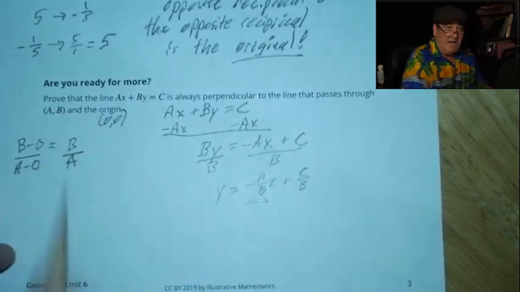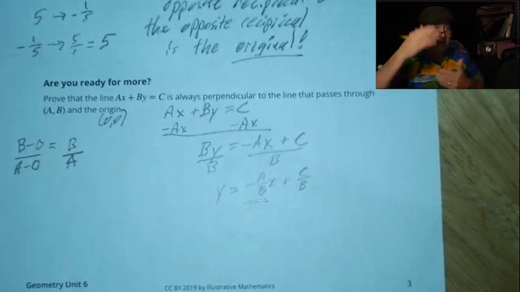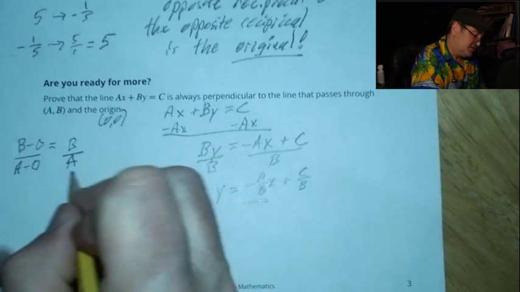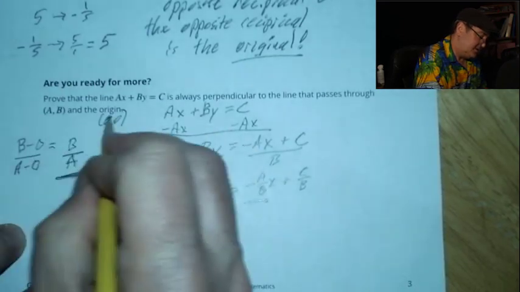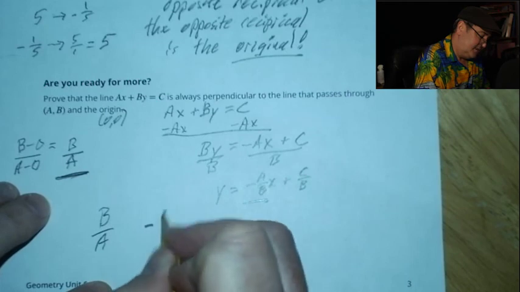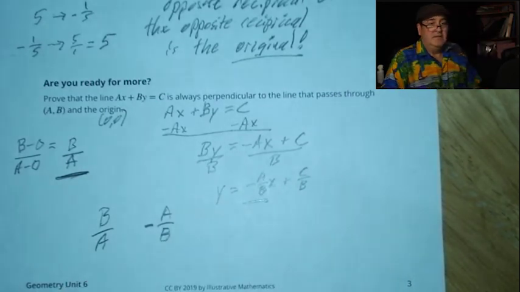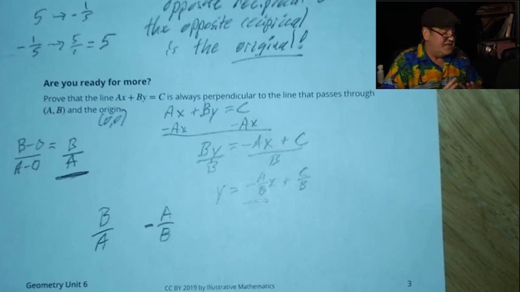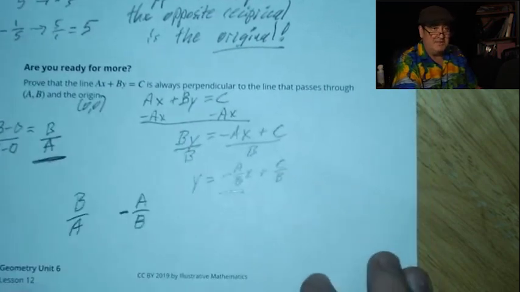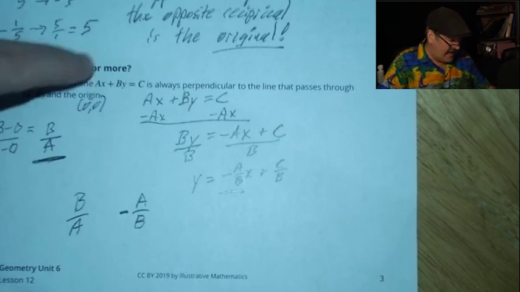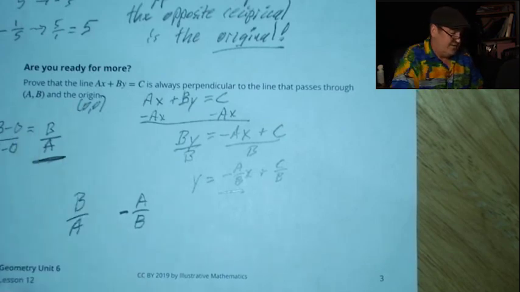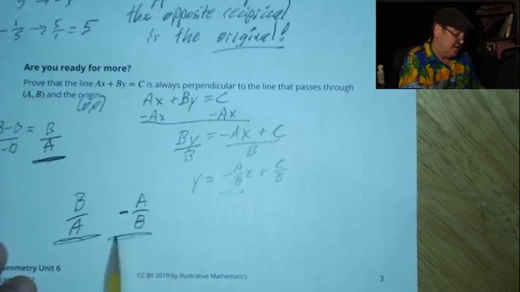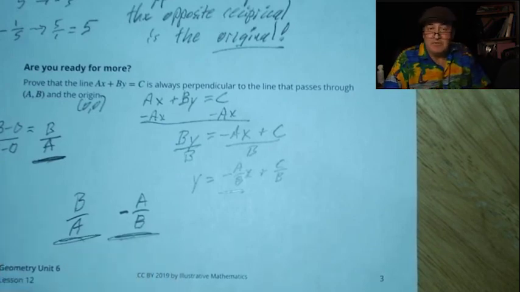So for the line that goes from the origin to (a, b), wherever that happens to be, the slope would be b over a. The slope over here is negative a over b. Those are opposite reciprocals, and it doesn't matter what a and b are, that will always be true. So that proves that the line ax plus by equals c will always be perpendicular to the line that goes through (a, b) and the origin. Pretty snazzy, all wrapped up real nicely, showing opposite reciprocals with any numbers for a and b.